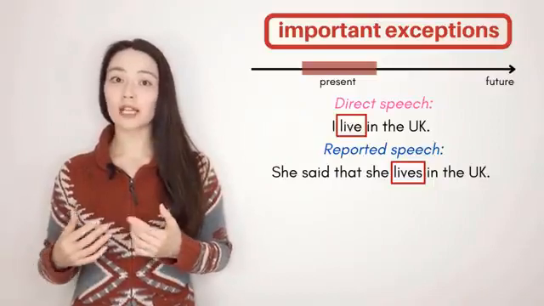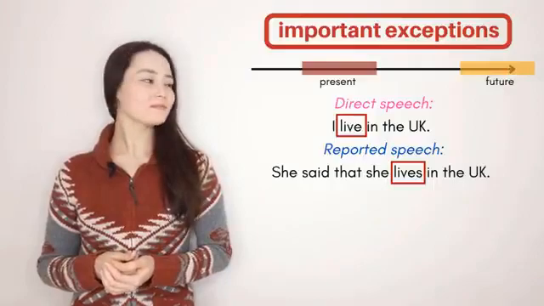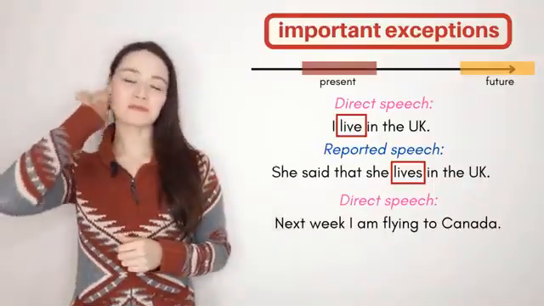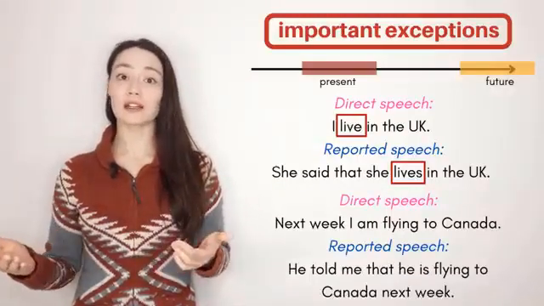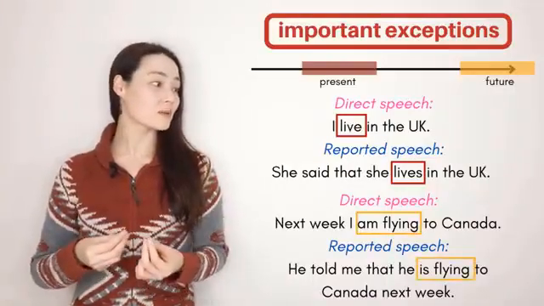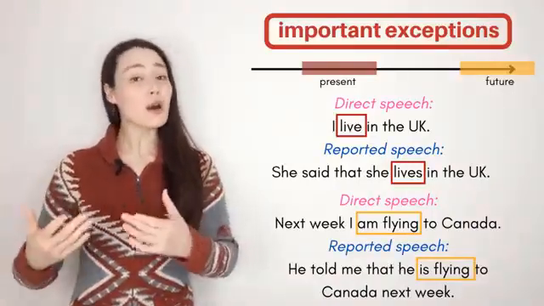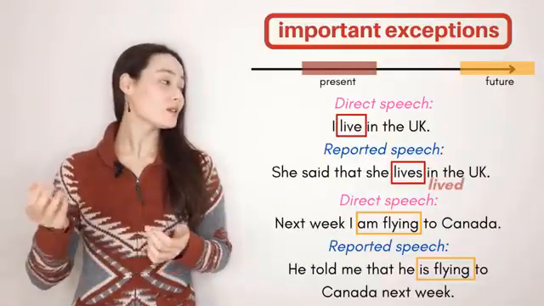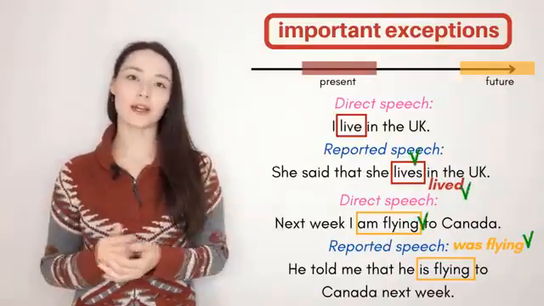We also don't need to change the tense if something hasn't happened yet. Next week, I'm flying to Canada to visit my sister. He told me that he is flying to Canada to visit his sister. Present continuous, because it hasn't happened yet. Yes, if you wanted to backshift, that would be perfectly okay. She said she lived in the UK. He told me that he was flying to Canada. Both would be fine.